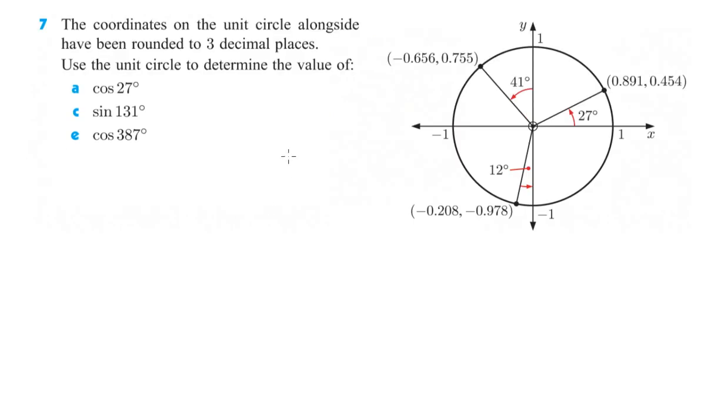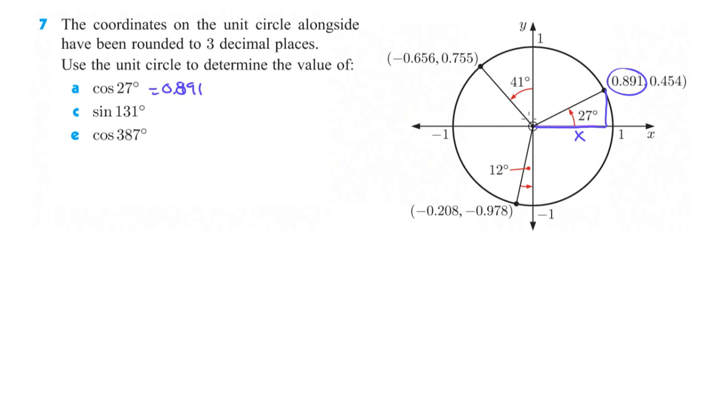Okay. Last one, number 7. The coordinates on the unit circle alongside have been rounded to 3 decimal places. Use the unit circle to determine the value of cosine of 27. Cosine is the x value here, right? Let's go back to our blue here. That's our x value, right? So that's going to be 0.891, sorry.